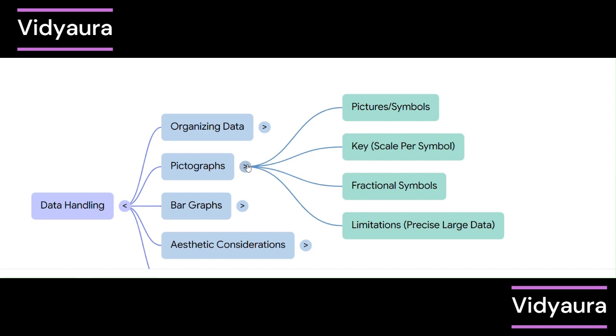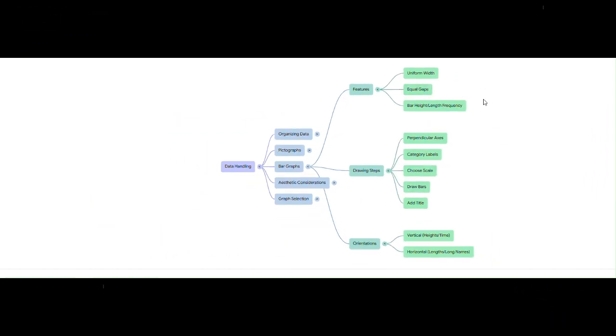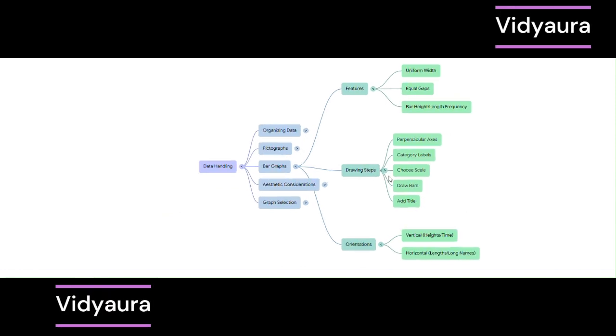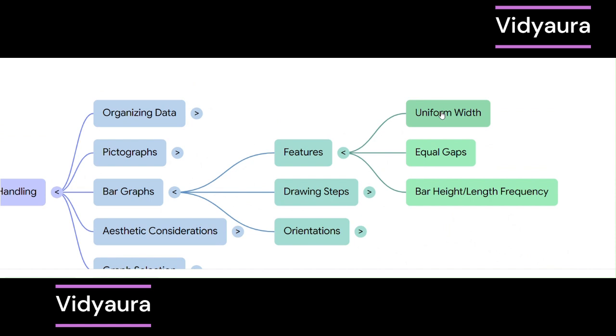When accuracy is everything, we move to bar graphs. These are the skyscrapers of the data world. A good bar graph has 3 key features: uniform width. Every bar must be the same width. Equal gaps. The space between bars must be consistent. Proportional height. The height represents the frequency.